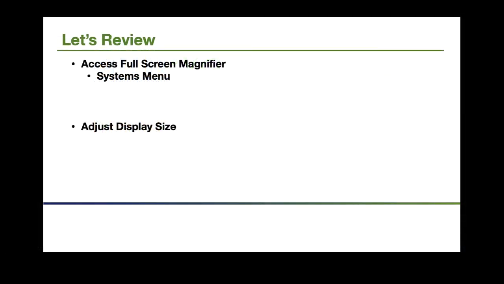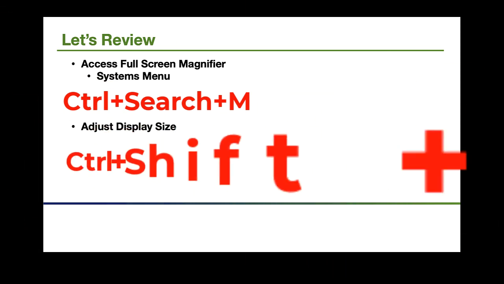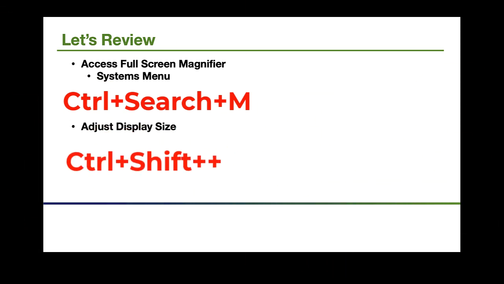So let's review. To access the full screen magnifier, go to the Systems menu on your Chromebook. Do you remember the keyboard shortcut to turn this feature on or off? That's right, Control, Search, M. Do you remember the keyboard shortcut to adjust the display size? If you said Control, Shift, plus to make everything larger, you are correct. So that concludes today's workshop on how to make the screen easier to see Part 1 using screen magnification, brightness, and mouse adjustments, and what keyboard shortcuts can help one easily set these features.